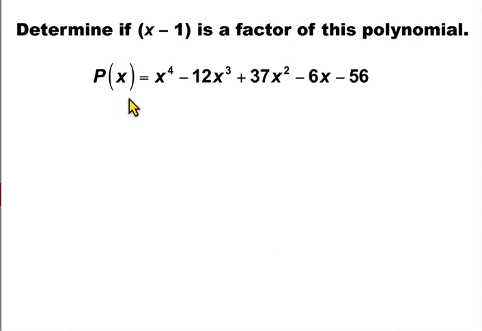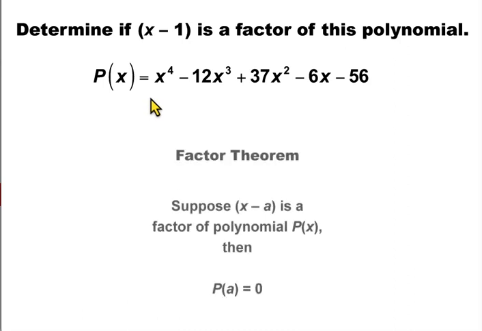Determine if x minus 1 is a factor of this polynomial. To test if a binomial like this is a factor of this polynomial, use the factor theorem. According to the factor theorem, if x minus a is a factor of polynomial p of x, then p of a is equal to 0.